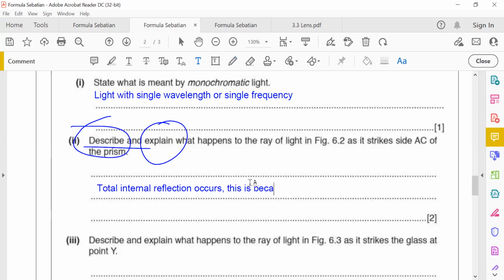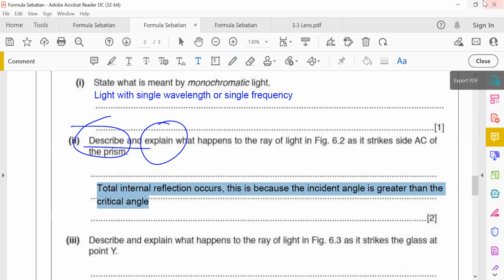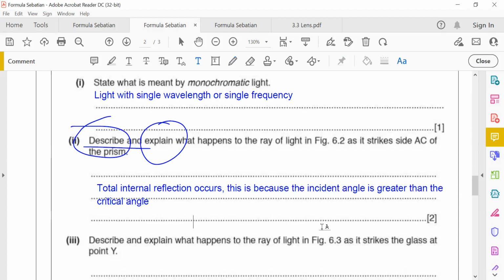This is because the incident angle is greater than the critical angle. So greater than critical angle, and thus total internal reflection occurs. Okay.